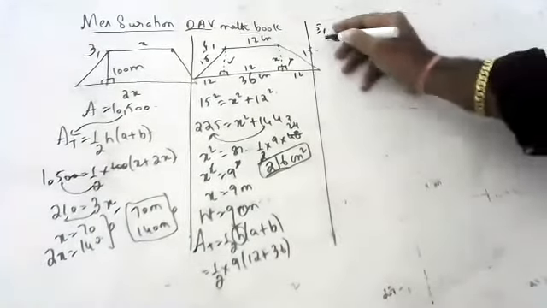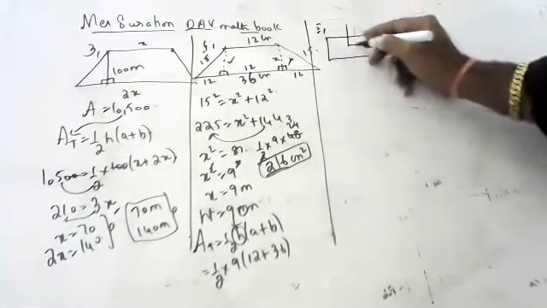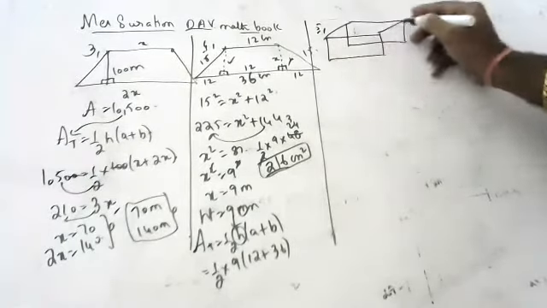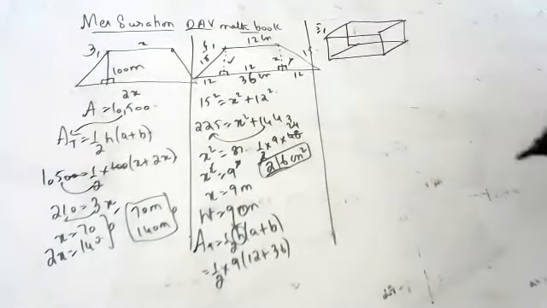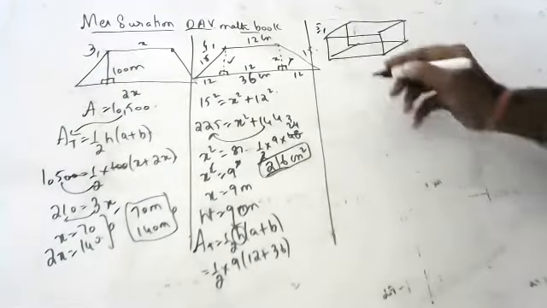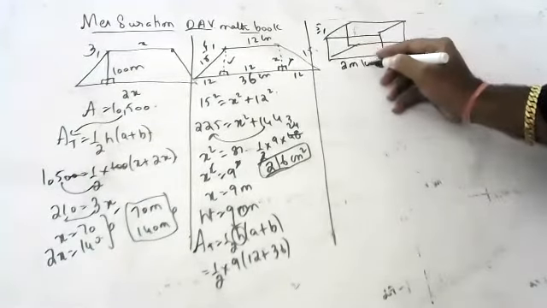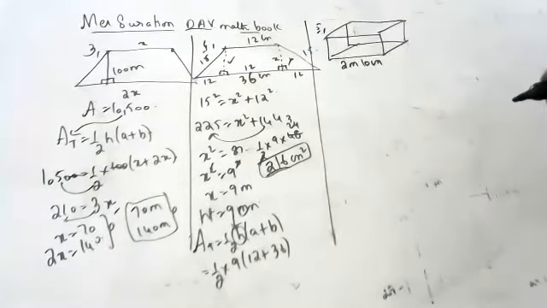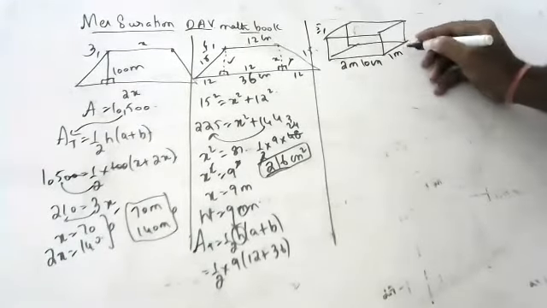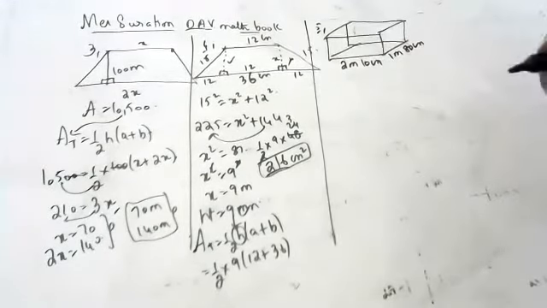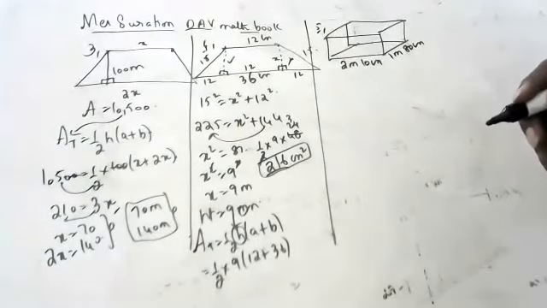Next question. The length, breadth, and height of a cuboid are 2 meters 10 centimeters, 1 meter 80 centimeters, and 10. See, children, this is a cuboid. All of you see here. Length is 2 meters 10 centimeters, and breadth is 1 meter 80 centimeters.